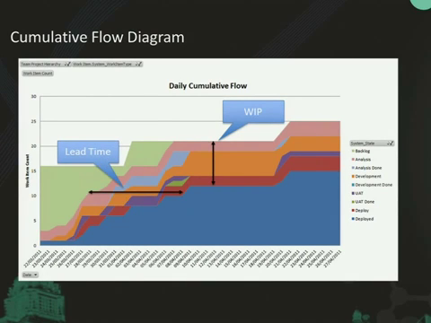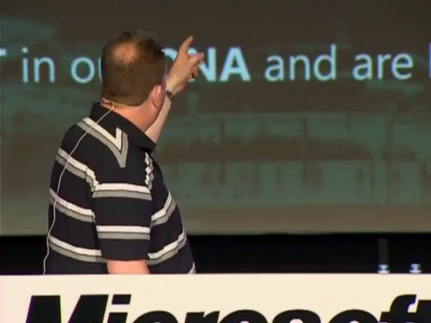The other thing it tells you is lead time there. So a sort of average lead time. So it looks from when work items go into the pink state, which is analysis, to the time that they go into deploy. And that's a sort of aggregated view of what your lead time is.